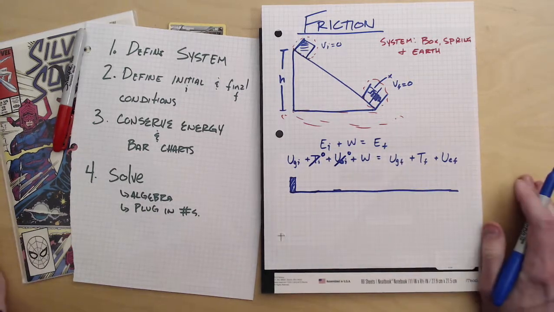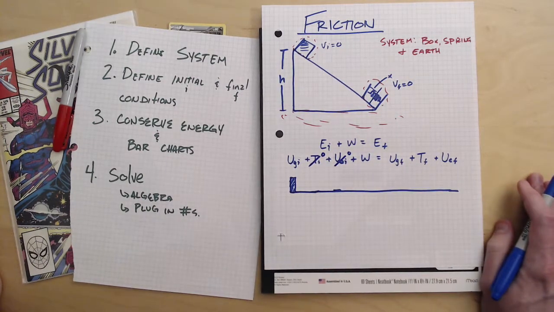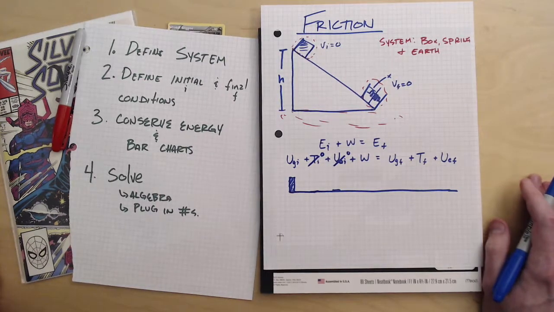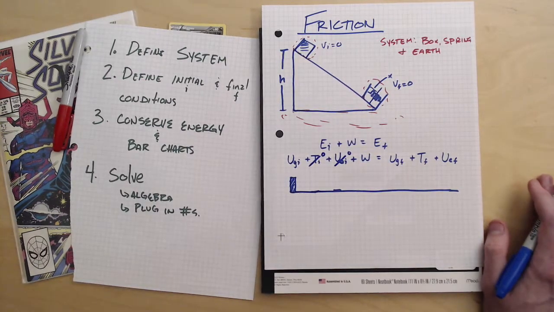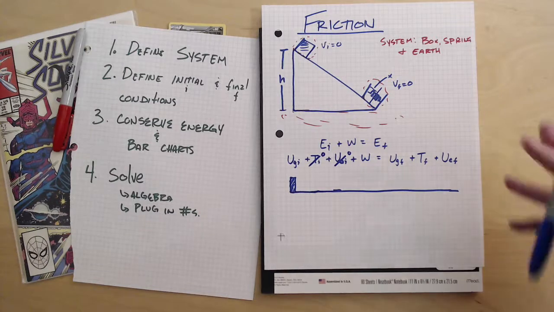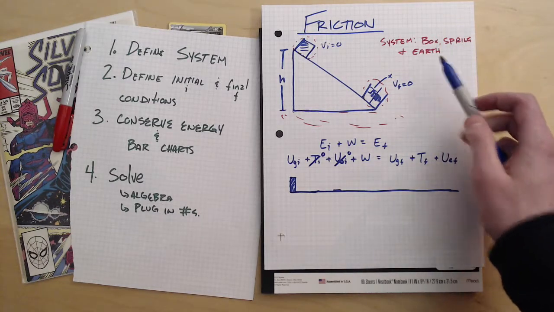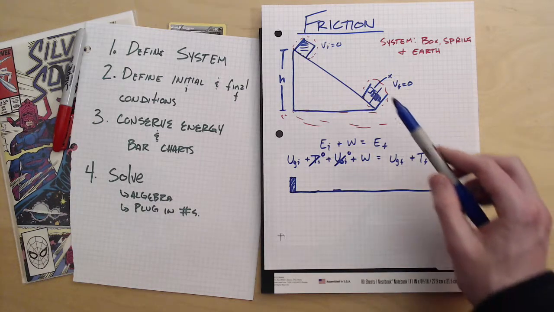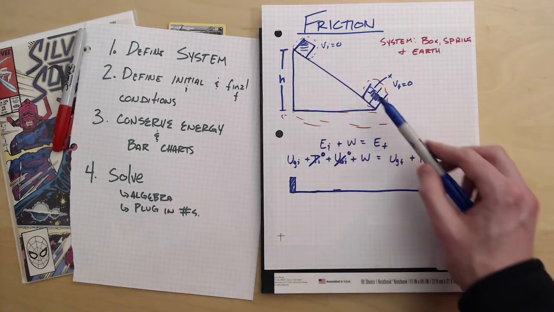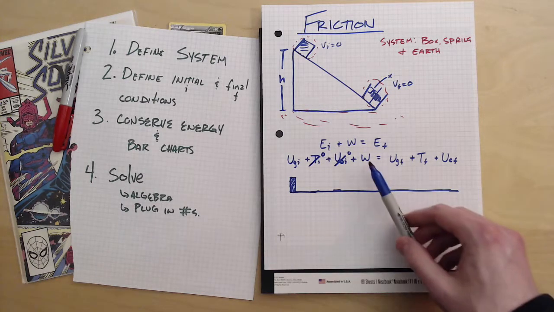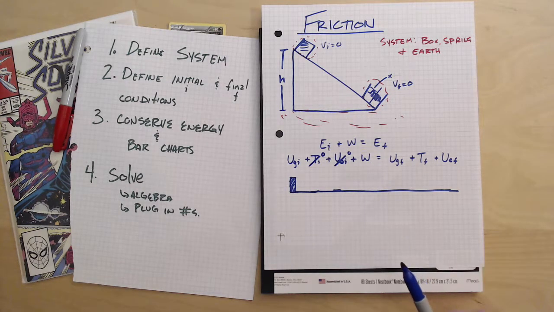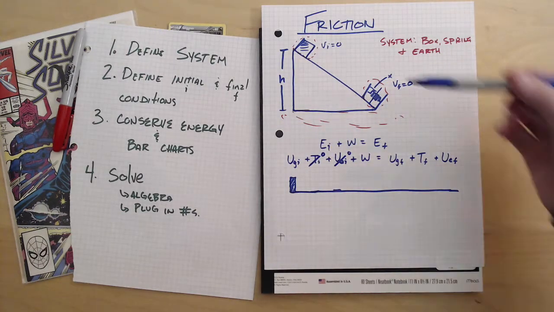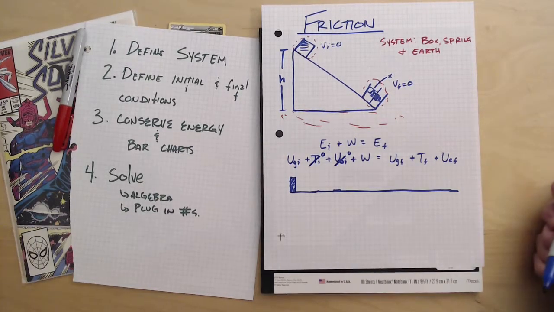And now we have to think about the work done by the outside forces. We said the outside forces here were going to be something a little different. Remember, we said our system was the box, the spring, and the earth, but the one outside force that we didn't account for was friction as it slides down the ramp. The work done by the outside force on this system of the box, spring, and the earth is the friction going down the ramp.